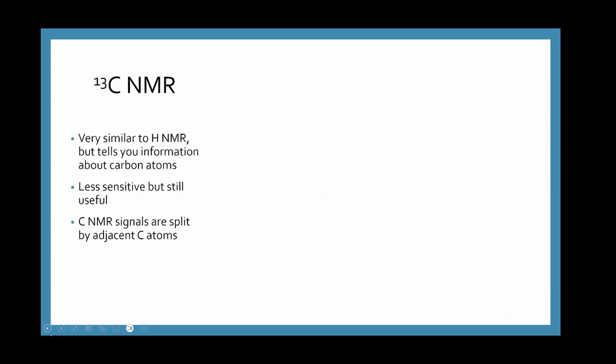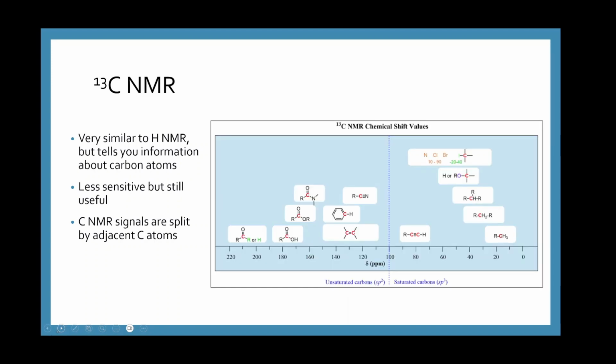Okay, so I said we'd talk a little bit about carbon NMR. This works very similarly to proton NMR, but tells you information about the carbon atoms instead of the protons, the hydrogens. This is less sensitive than proton NMR, but still helpful. Carbon NMR signals are split by adjacent carbon atoms. They have different locations on the spectrum, on the x-axis, due to different functional groups.